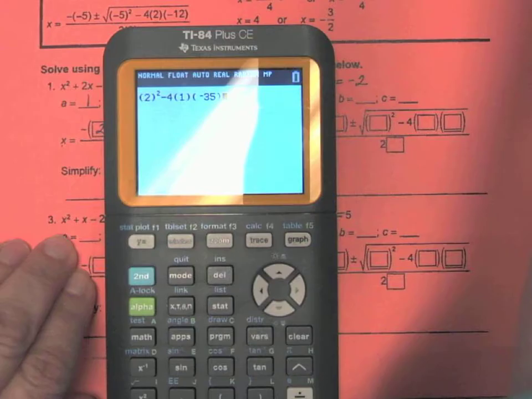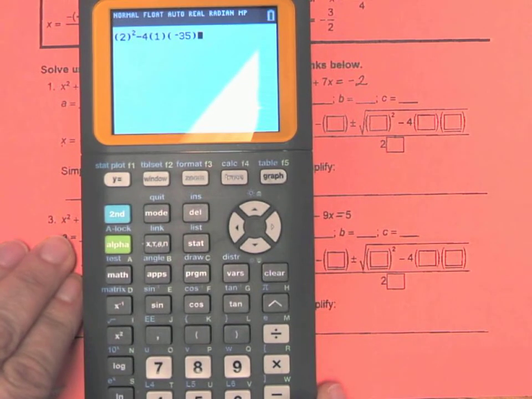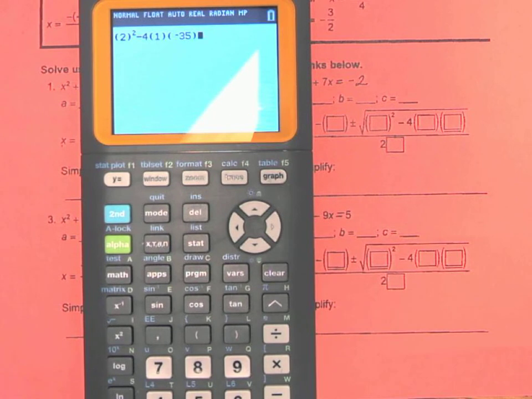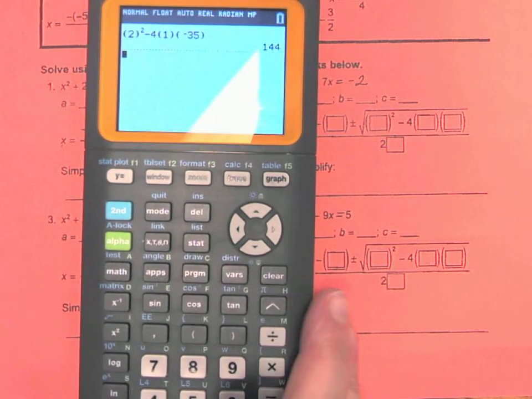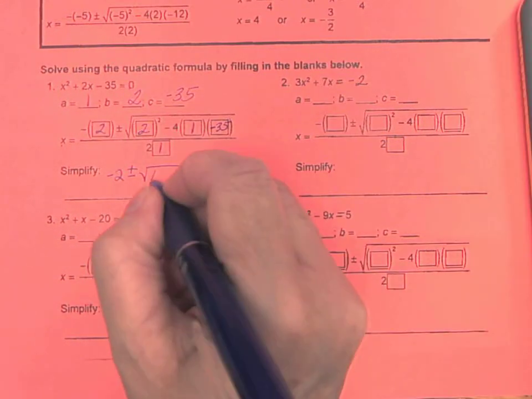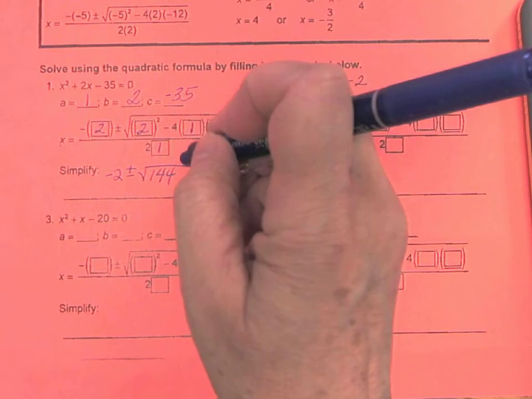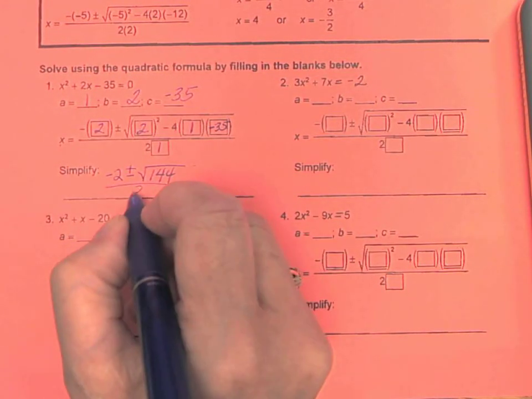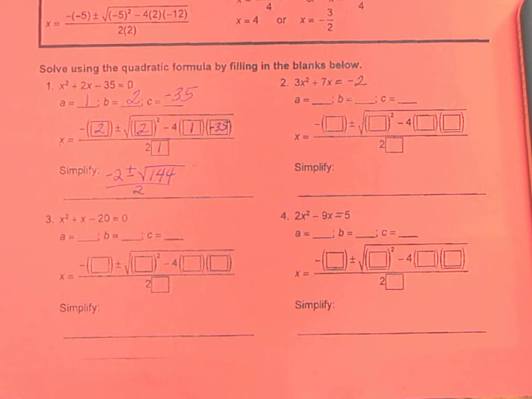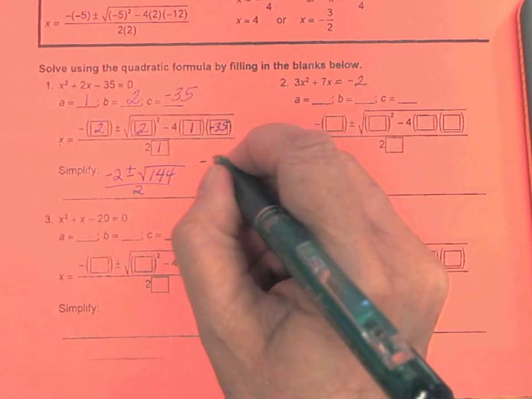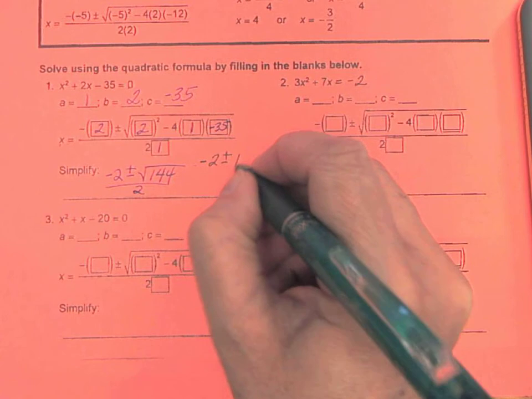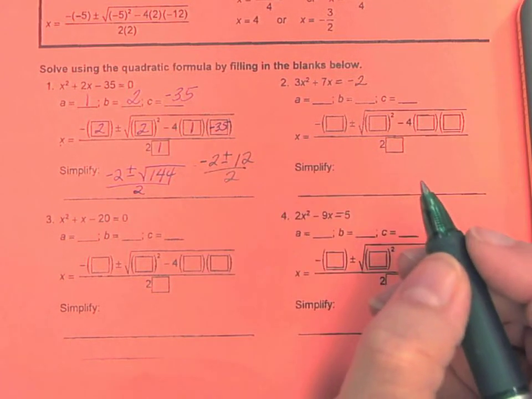I typed that in. Remember, I didn't put the radical. I just typed that whole thing in and I get 144. I can recognize that 144 is a perfect square, which is awesome because it's going to make my math so much easier. 2 times 1 is 2. So, negative 2 plus or minus the square root of 144, which is 12, over 2.